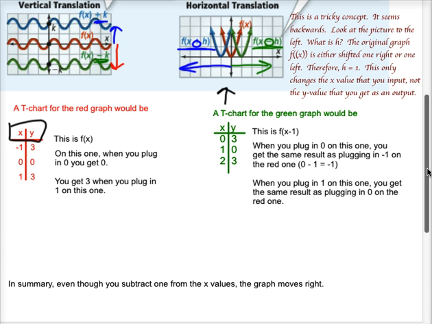Now, we're going to shift this, okay? So I want you to notice what happens. Here, all of the y values are the same, okay? So the y values haven't changed. It's the x values that are changing. Notice here we have -1, 0, and 1.